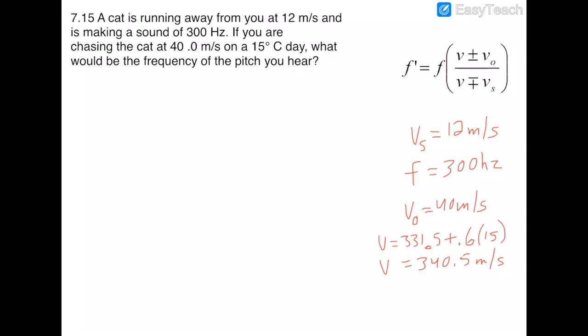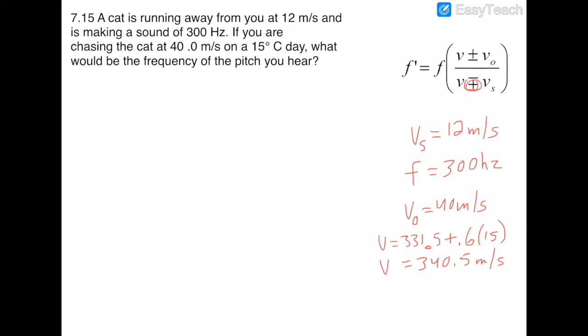What would be the frequency of the pitch you would hear if this was the situation? Okay, so see, we have a cat running away from us, right? A cat running away from us, that's the sound source. So down here in the bottom, we're going to put in 12 for this VS. And we're going to put in 340.5 for the actual velocity of sound. But are we going to use a minus or a plus? Well, what's the cat doing? It's running away. Towards, away. Okay, so we're going to use a plus on the bottom here.